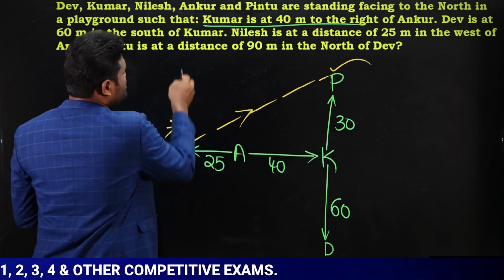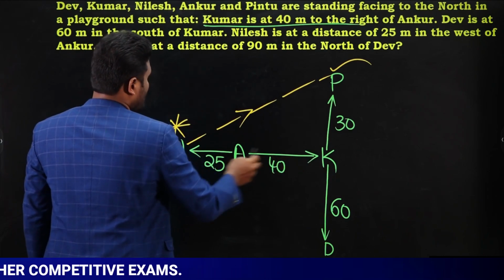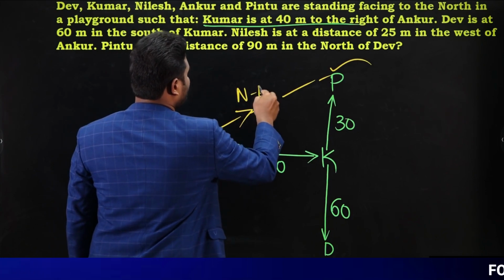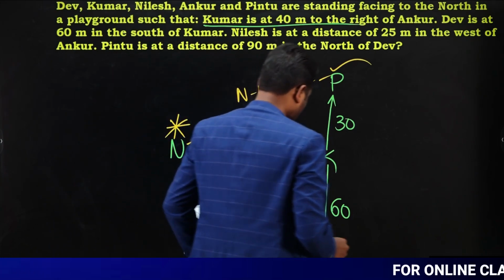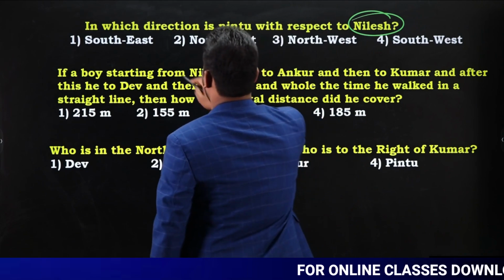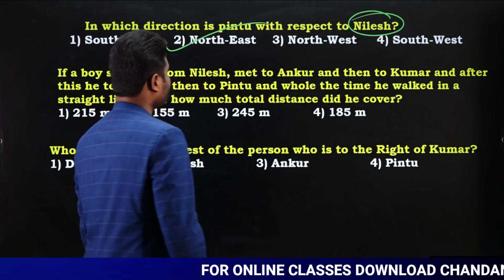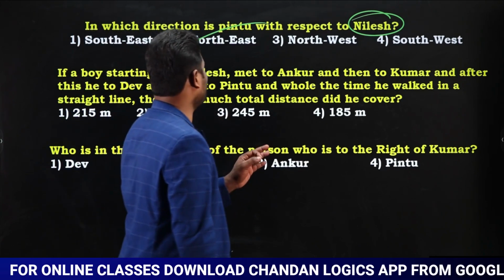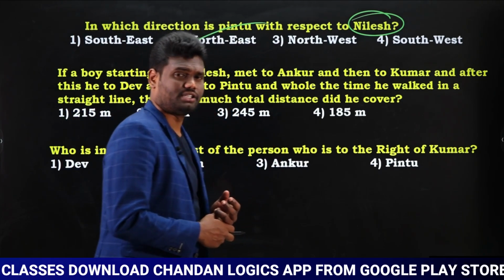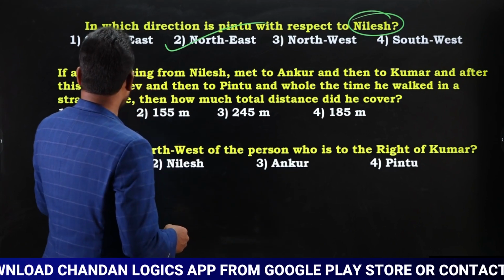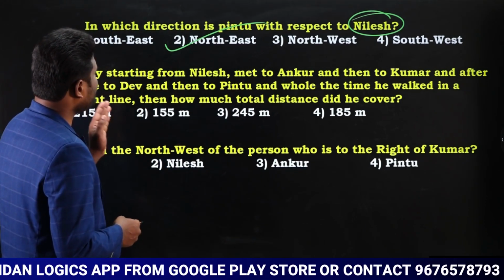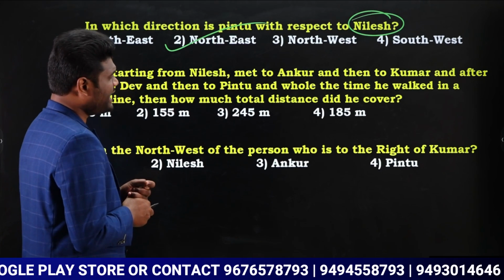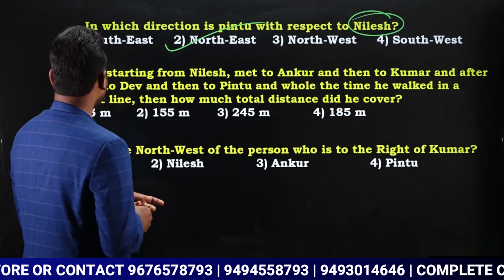Now if you observe, this is north, this is east. So the direction between north and east is nothing but northeast direction, yes or no? So we can say the answer for this is going to be northeast direction. Which means Pinto is in the northeast direction with respect to Nilesh. Is that clear? Next.